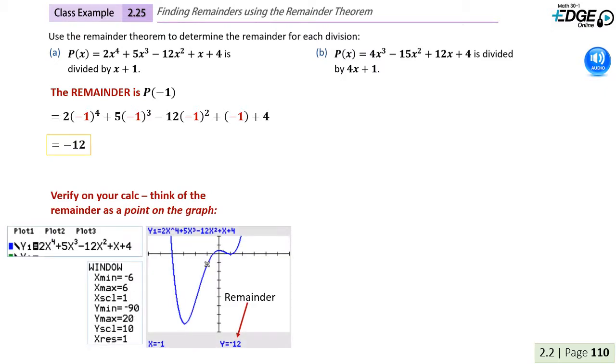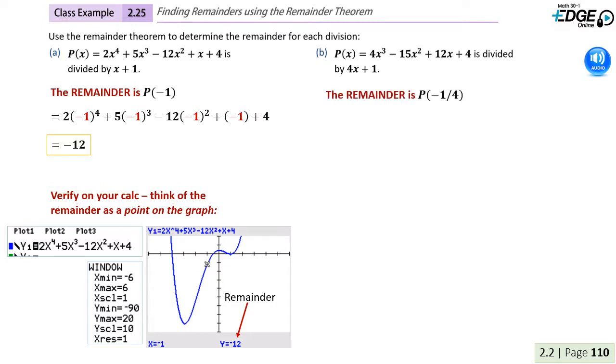We can confirm this using our graphing calculator. Simply type in the polynomial given. Then, using the trace function, check when x is negative 1. You should find a height of negative 12. You could also find this value by looking on your table of values and scrolling up to where x is negative 1.